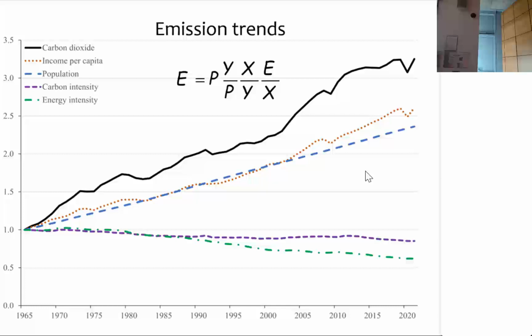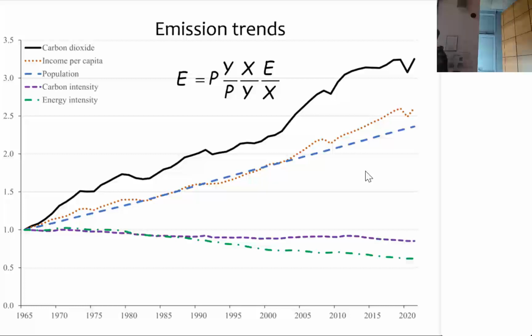So the total carbon intensity of the economy has fallen, right? Emissions have increased by a factor 3.5, the economy has grown by a factor 5, roughly half per capita income, roughly half the number of people. So the carbon intensity of the economy has fallen over this 55 year period, right?